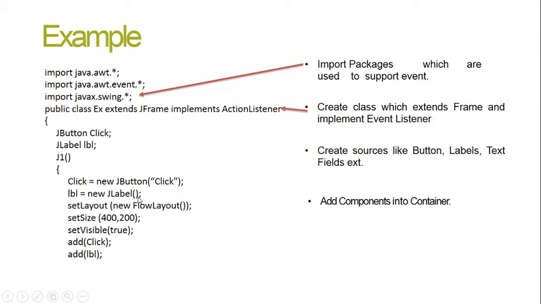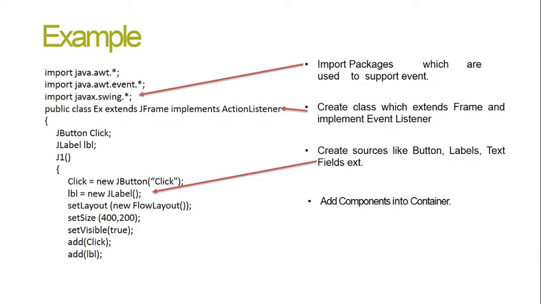And I'm creating the JLabel. Right now I'm keeping it empty. Why? Because I want to print a message on click of the button. Whenever I click the button, at that time I want a message. Right now I don't want to display any message. So this is the third step.